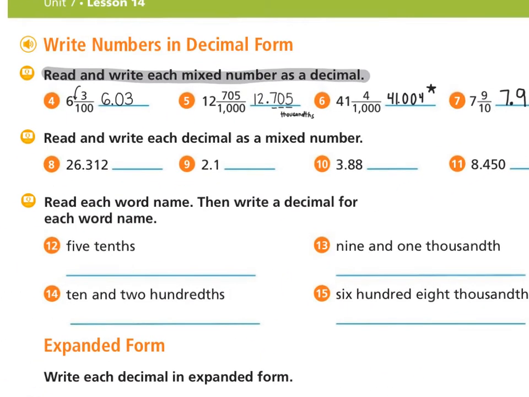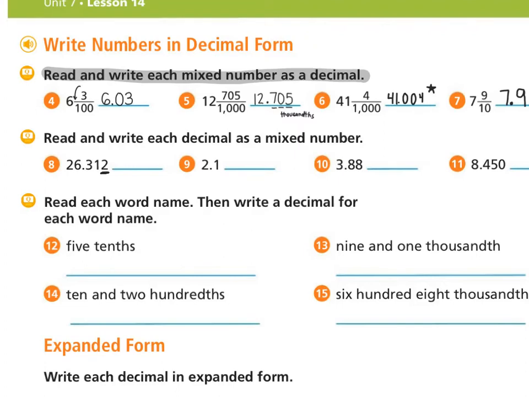My next set of directions says read and write each decimal as a mixed number. So now, instead of writing the decimal, we need to write the fraction. So for number 8, I'm going to read that out loud and I want you to read it with me. Ready? Here we go. 26 and 312 thousandths. Remember, my 2 is in my thousandth spot, which means I need to read thousandths as my last place value.